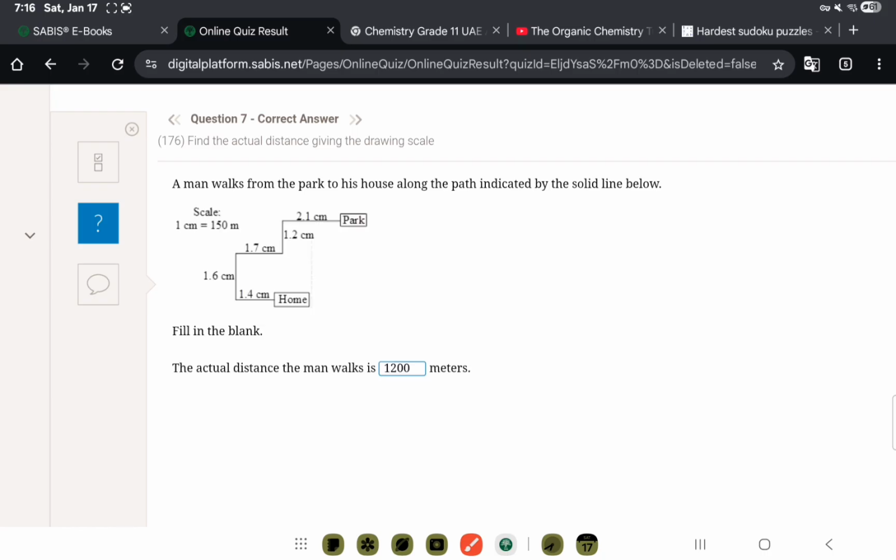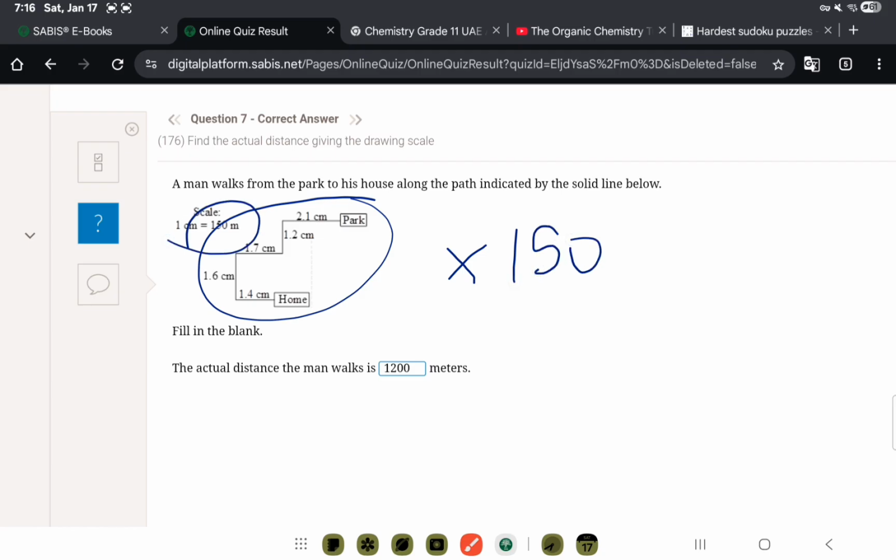Okay, this one, all you need to do is add everything. So on your calculator, 1.4 plus 1.6 plus 1.7 plus 1.2 plus 2.1, and then multiplied by 150, so you get 1200. So add them all and then multiply by 150 because it's the scale. That's it.